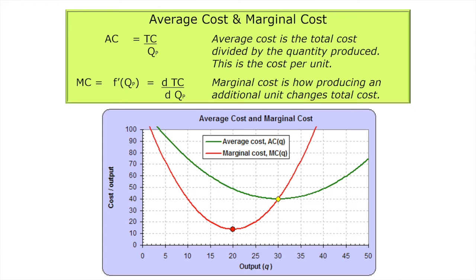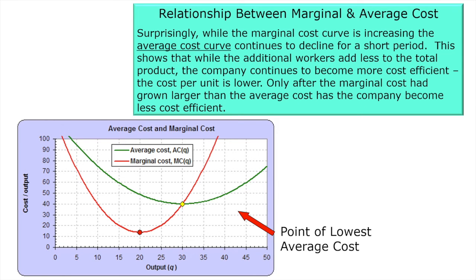Average cost and marginal cost. Average cost is the total cost divided by the quantity produced. This is the cost per unit. Marginal cost is how producing an additional unit changes total cost. Surprisingly, while the marginal cost curve is increasing, the average cost curve continues to decline for a short period. This shows that while the additional workers add less to the total product, the company continues to become more cost efficient. The cost per unit is lower. Only after the marginal cost has grown larger than the average cost has the company become less cost efficient.